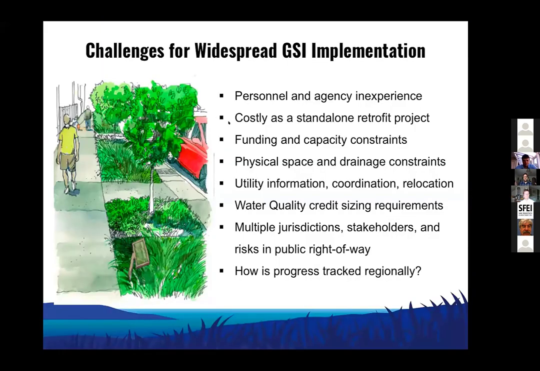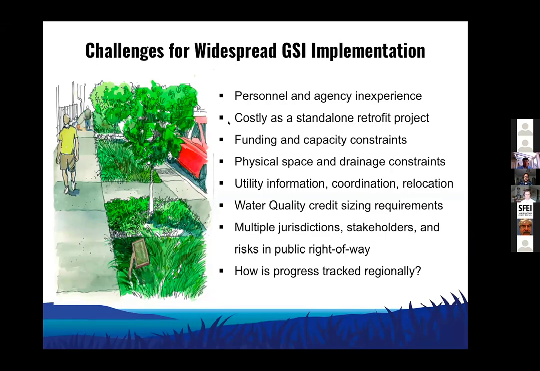There's an array of challenges in getting to the implementation of these watershed green stormwater infrastructure plans. Green stormwater infrastructure is a newish approach. It seems like extra work to an already burdened and under-resourced staff at the municipal level.